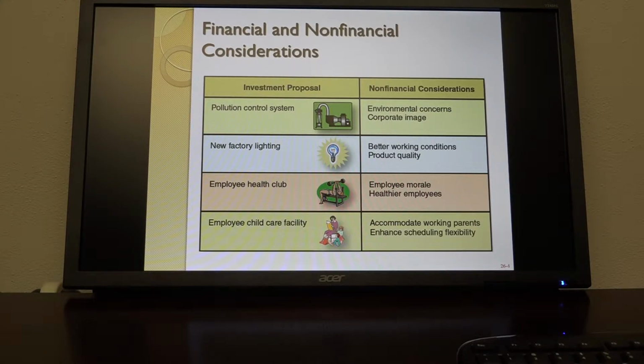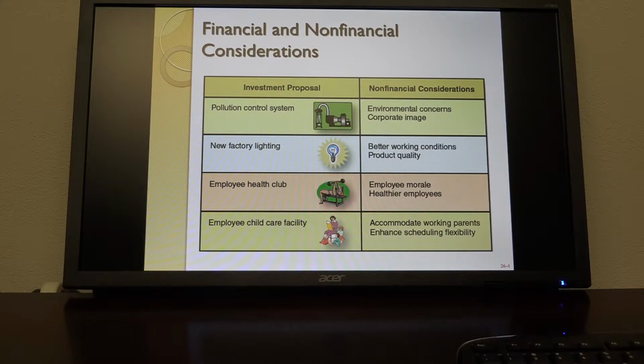New factory lighting, better working conditions, better product quality. Employee health club might increase the morale of your employees, their energy level. You might have healthier employees, thus resulting in maybe lower medical expenses incurred by the company, as well as the employees. Less time off by employees, things like that.